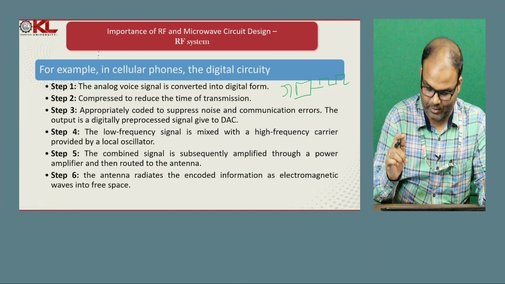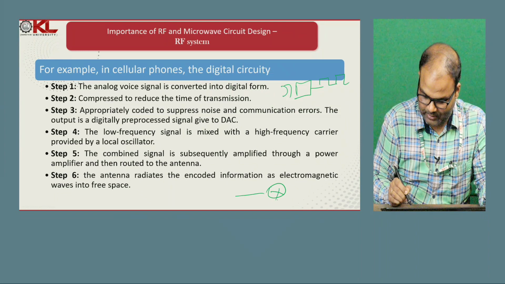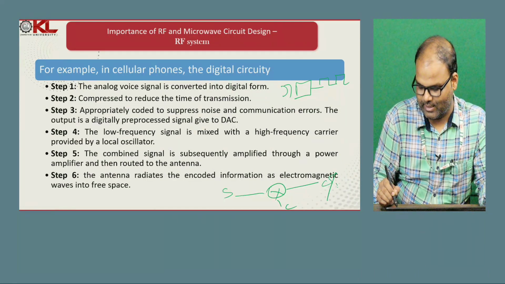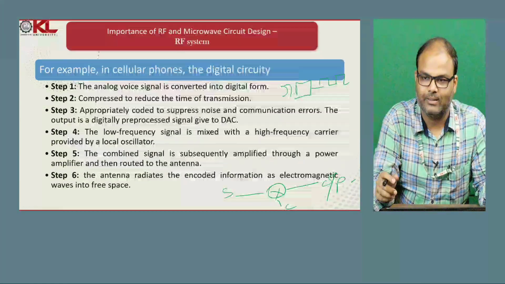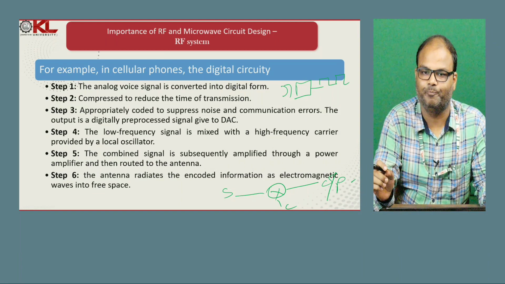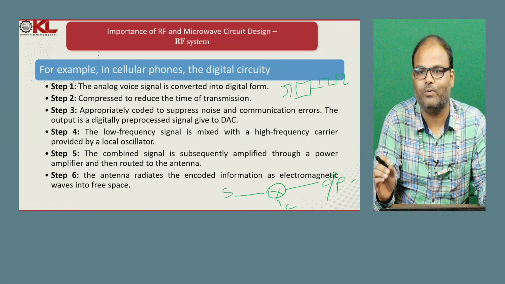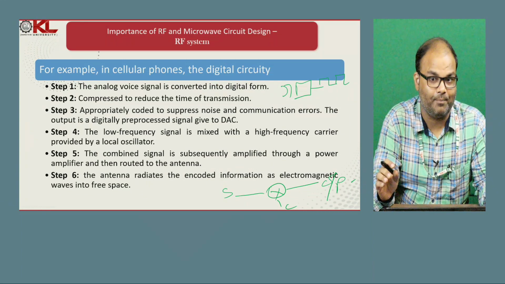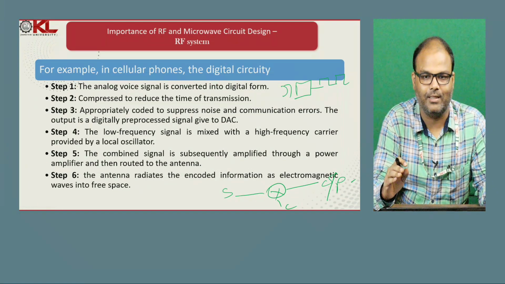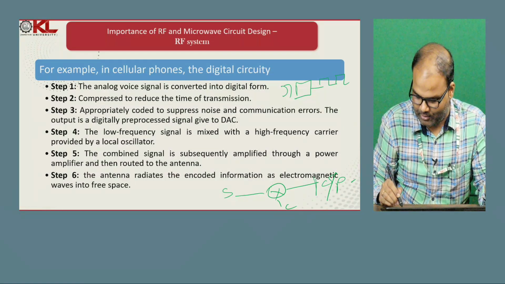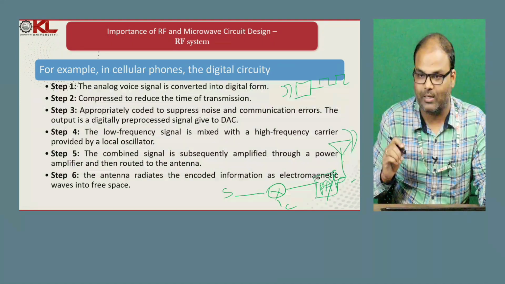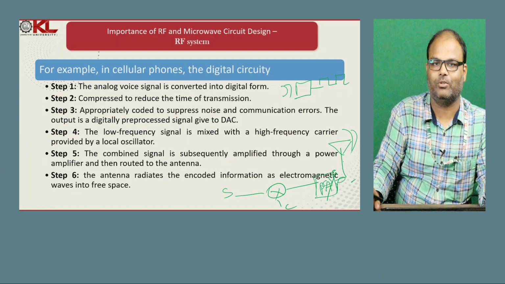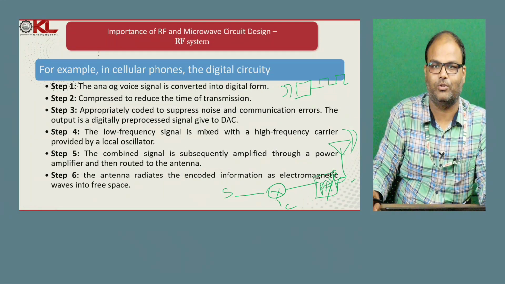So every time we give a carrier frequency and a signal, and the output. This side is the output for the transmitter. A receiver does the same thing, and if we do this it is known as super heterodyne. The combined signal is subsequently amplified through a power amplifier and then routed to the antenna. So this is all about the steps for cellular phones.